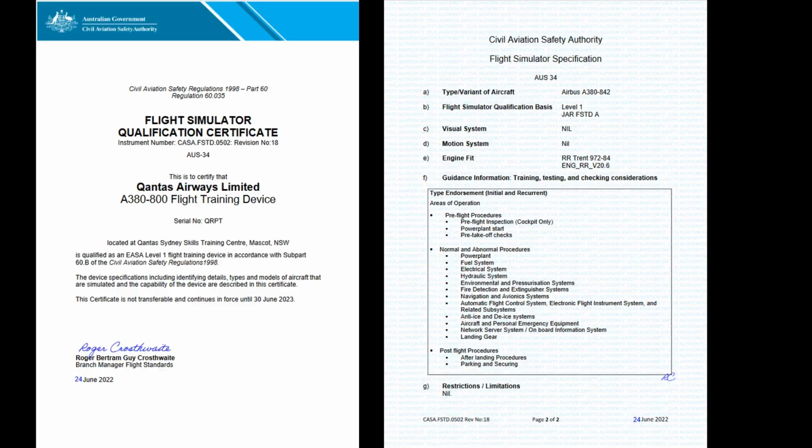Okay, and this is the certificate given in Australia. You can see here a kangaroo, and I think this is an ostrich. Maybe if possible, you can see it. I think the certification is given by the Civil Aviation Safety Regulations. Okay, this is the certificate given to the A380 800 flight training device.